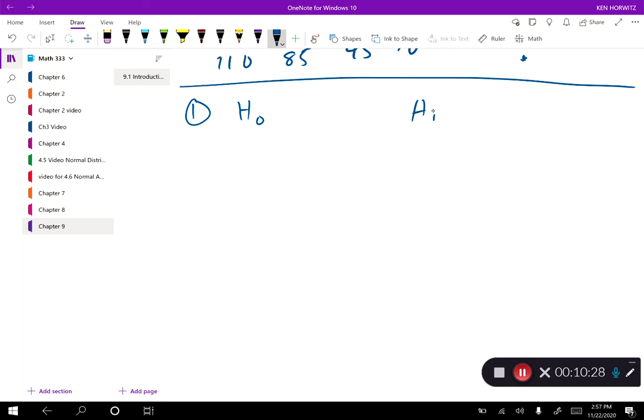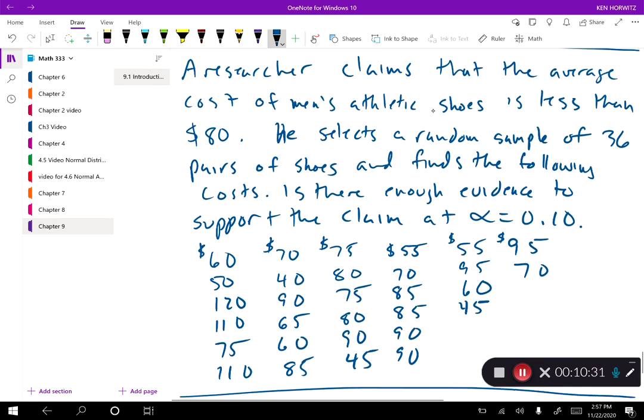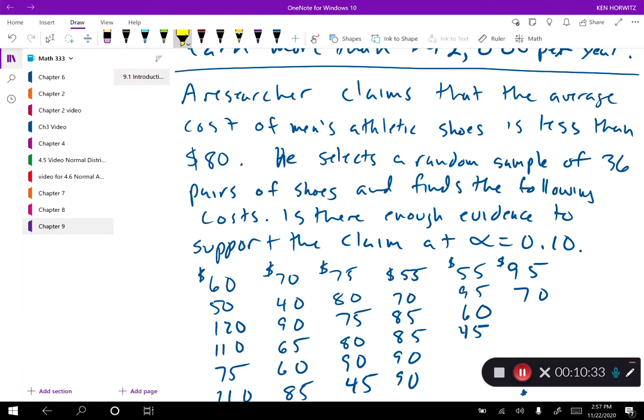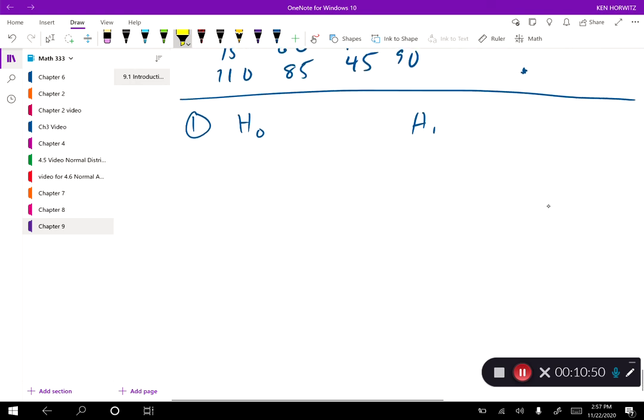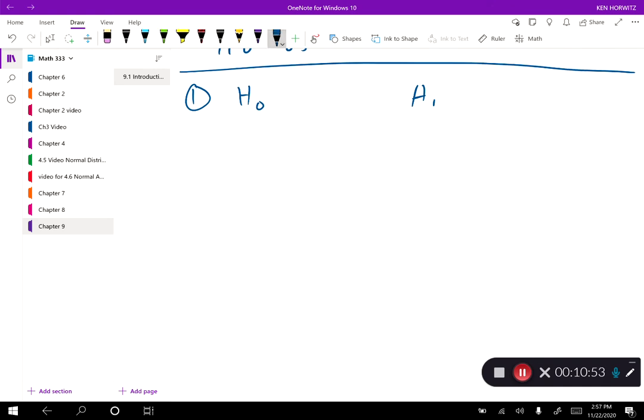All right, so in our problem, I'm going to highlight this. The researcher claims the average cost is less than $80. And we need to know if there's enough evidence to support the claim, which means that I'd really like my claim to be my alternative hypothesis. Because if we reject the null, we support the claim. So we can only support something indirectly.